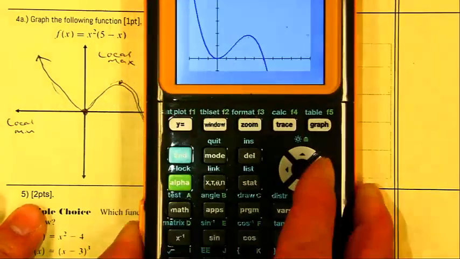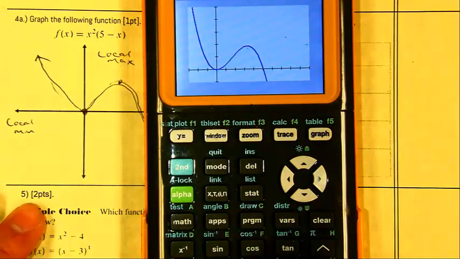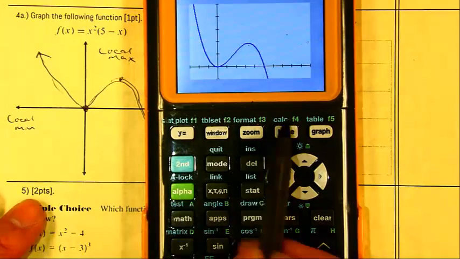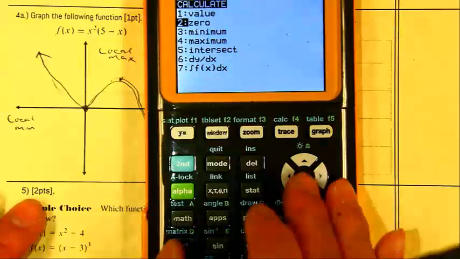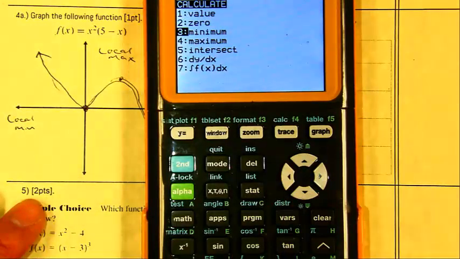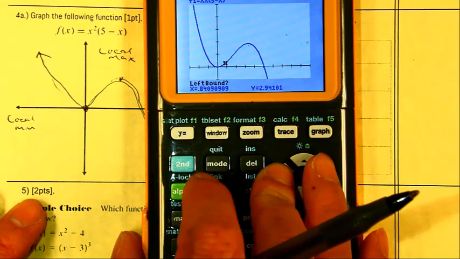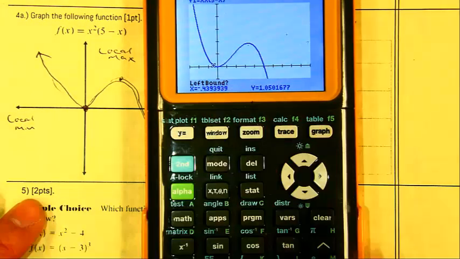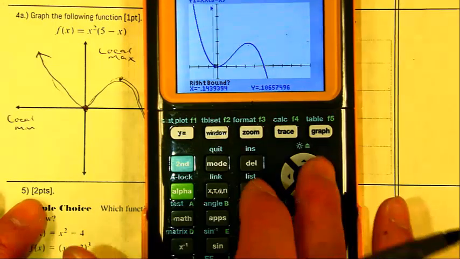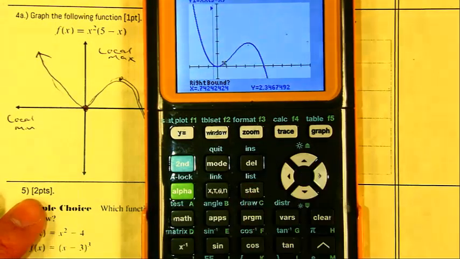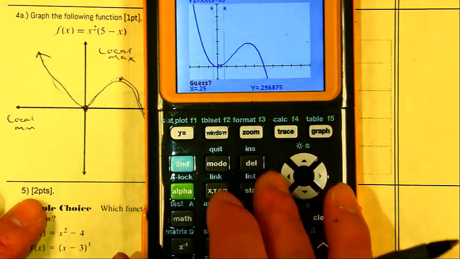So the calculator commands I'm going to use: I'm just going to go to calculate, so second trace. Let's calculate the minimum. Should have maximum points right there. So minimum, we're going to go left bound to the left, press enter. I'm going to go to the right of it, anywhere to the right of what I think the local minimum is, and exactly on my guess.